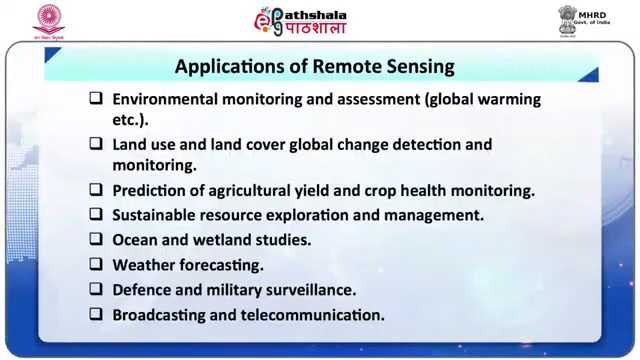Some of the important applications of remote sensing technology include environmental monitoring and assessment, global warming, etc., land use, land cover, global change detection and monitoring, prediction of agricultural yield and crop health monitoring, sustainable resources exploration and management, ocean and wetland studies, weather forecasting, defense and military surveillance, broadcasting, telecommunication, etc.